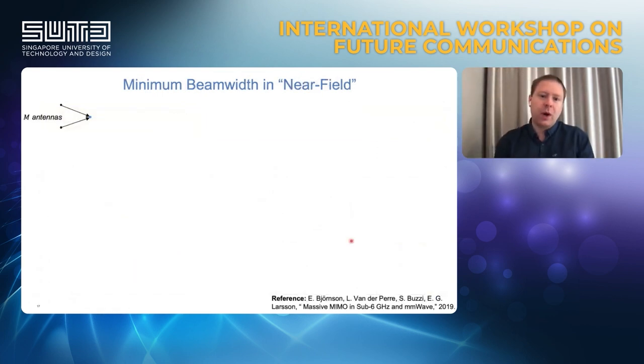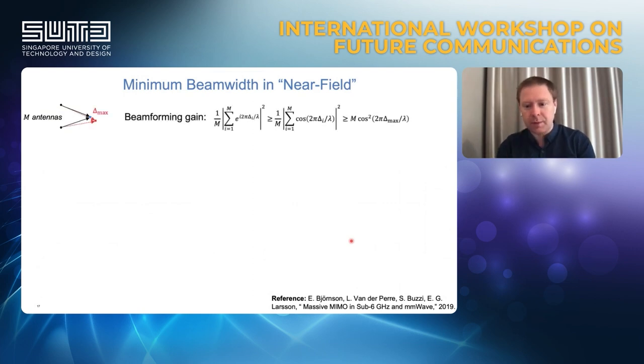And why would this be interesting? Well, the question would be, if you are really close to the array, how quickly do you need to change your beamforming? If someone is just moving around the array, or moving around the user device, will you have to re-estimate things all the time? Well, fortunately not. You can do some math. We did it in the paper. I will not bore you with the details.